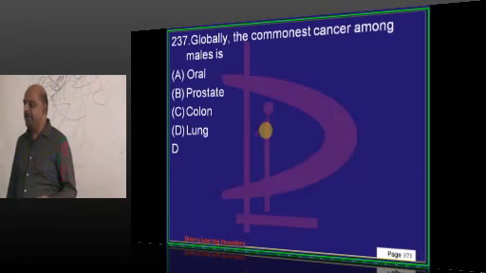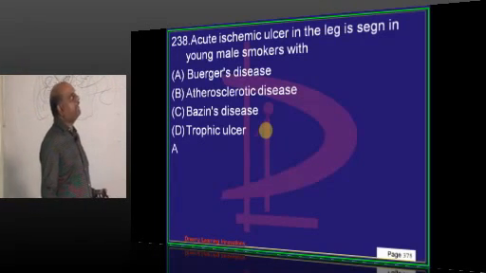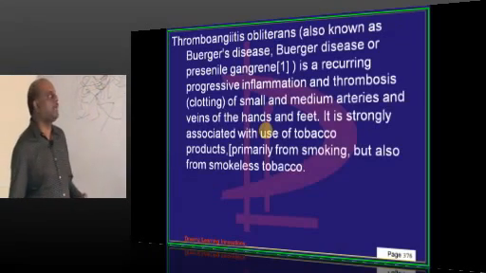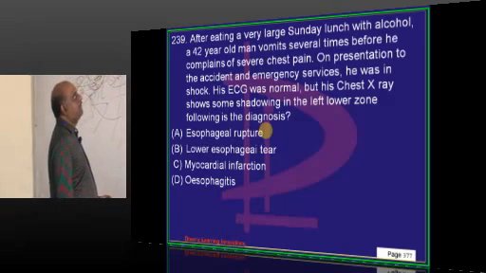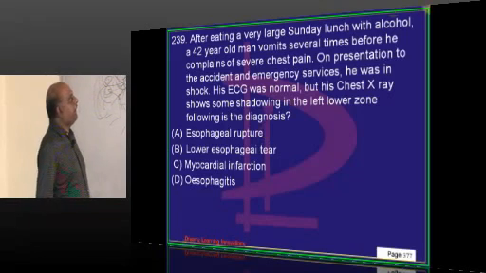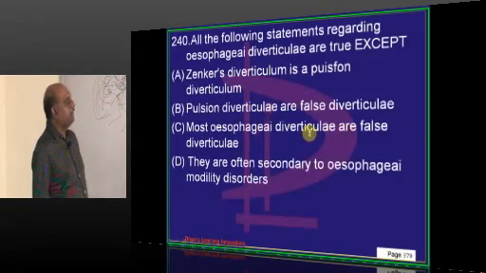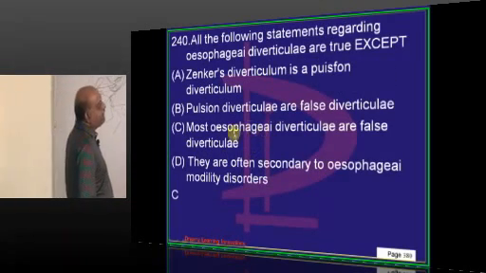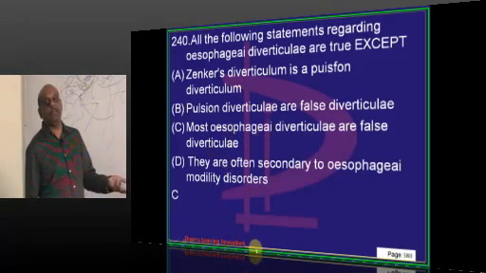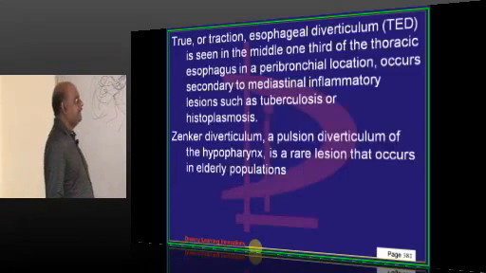The commonest cancer globally is the bronchogenic carcinoma, which you need to remember. Acute ischemic ulcer in the leg in a young male smoker, classical of Buerger's disease. After eating a very large Sunday lunch with alcohol, the patient is brought in. He has got a severe chest pain, and there is a shadowing in the left lower zone, which is very classical of esophageal rupture. Then esophageal diverticulum: actually in this question all four statements are true statements. So this question stands in need of correction.